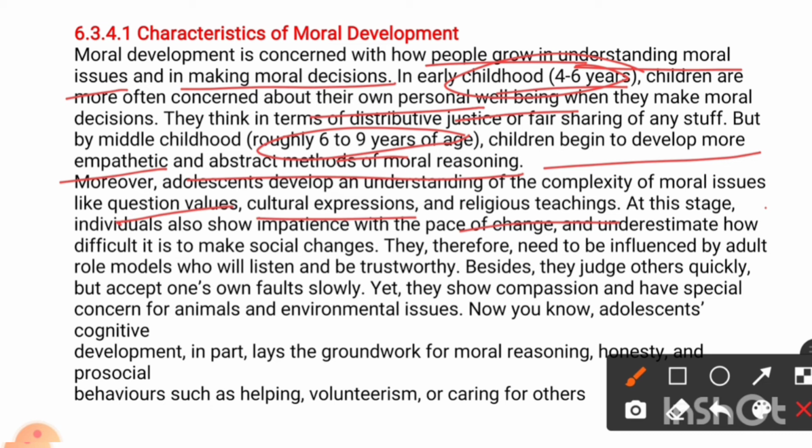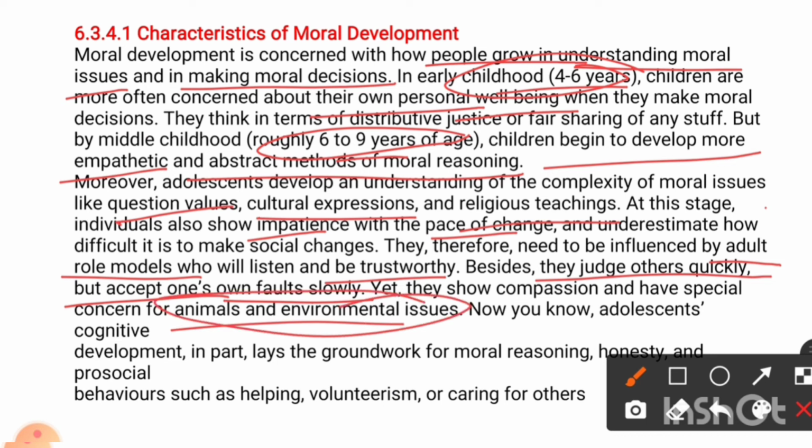At this stage, individuals also show impatience with the pace of change and underestimate how difficult it is to make social changes. Therefore, they need to be influenced by adult role models, especially adults who listen and are trustworthy. Besides, they judge others quickly but accept their own faults slowly. Yet they show compassion and have special concern for animals and the environment. They become quite nature friendly at this stage of life.